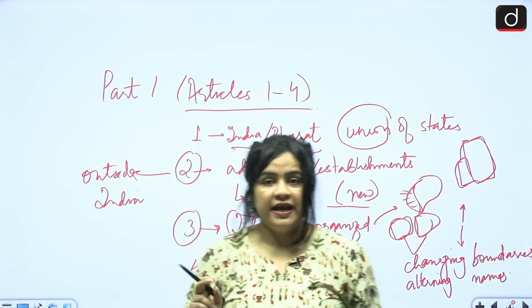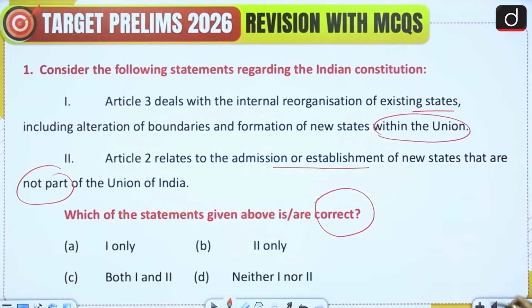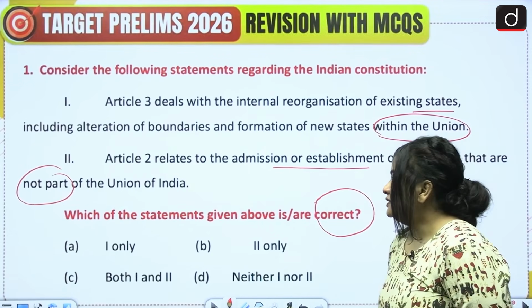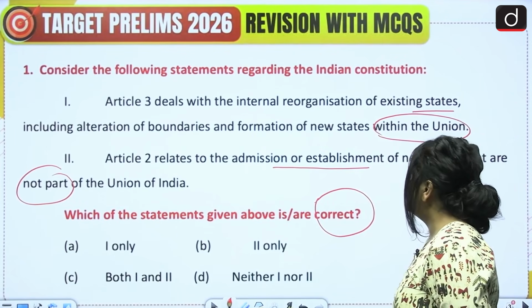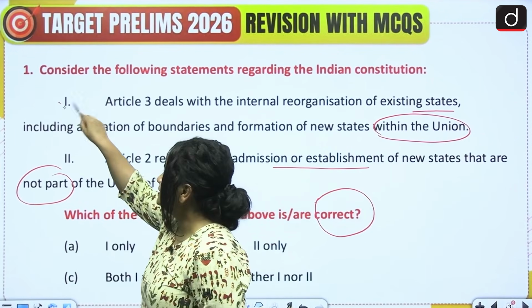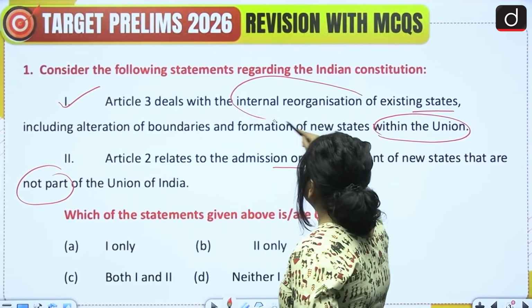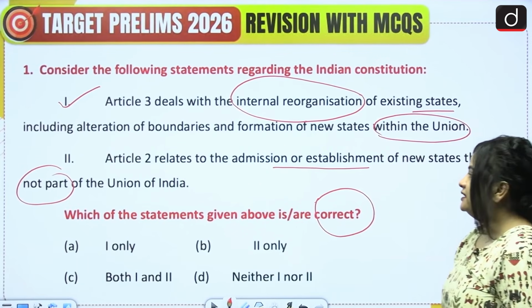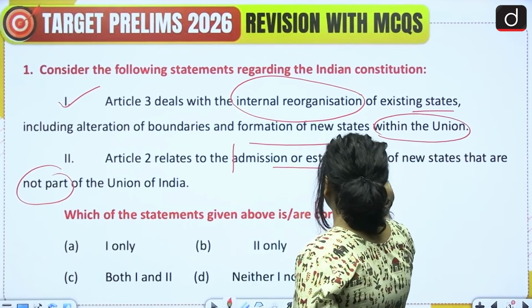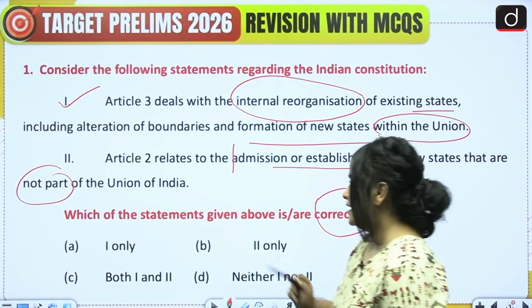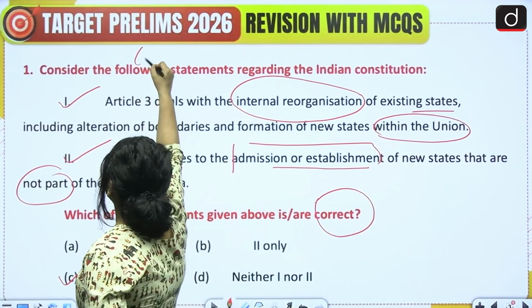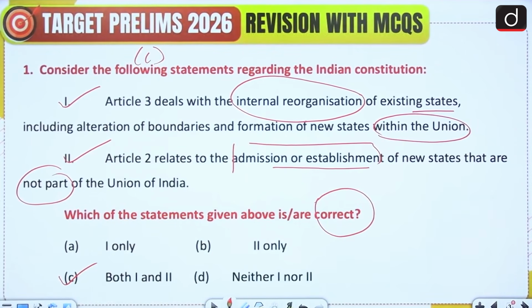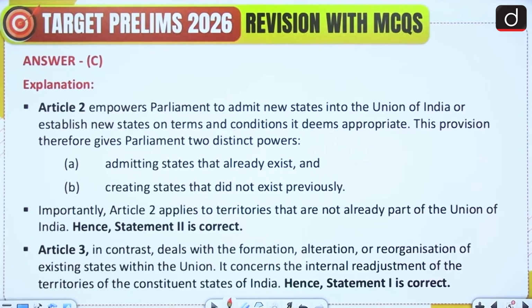Now that we have this information, let's go back and attempt the question that was given to us. So first statement said Article 3 deals with the internal reorganization of existing states, including alteration of boundaries and formation of new states within the Union. This statement is accurate. We just talked about how Article 3 deals with internal reorganization. Second statement says Article 2 relates to admission or establishment of new states that are not part of the Union of India, and this statement is also accurate. With this, we have both 1 and 2 are the correct answers, and therefore option C is our answer. Here we have the detailed explanation for you. You may want to pause the video and take a look at it.